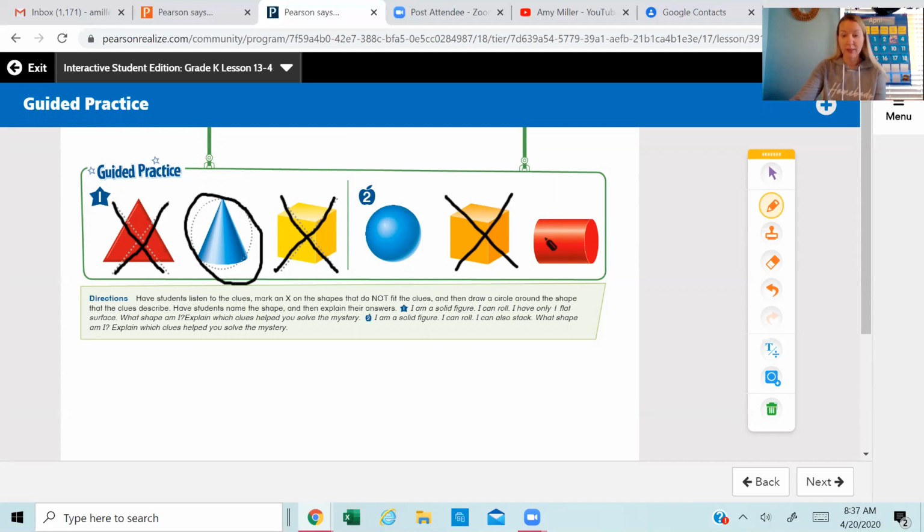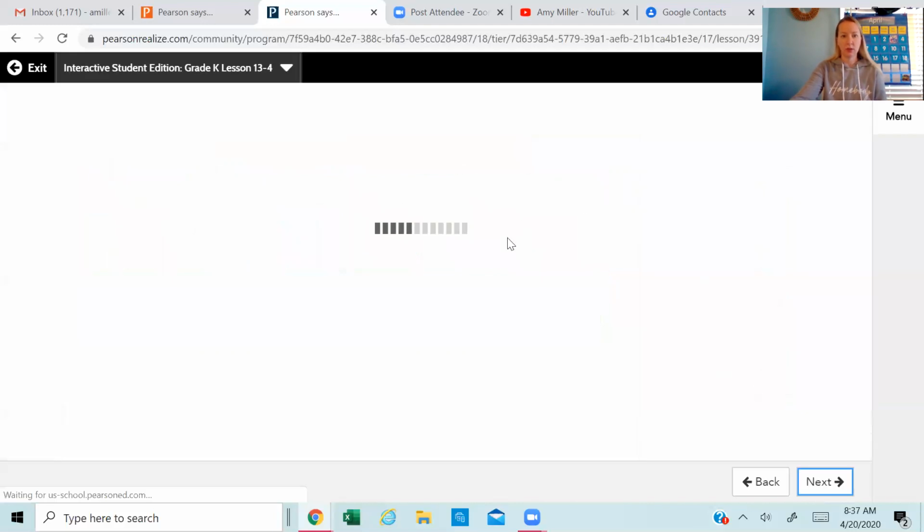The third clue is I can also stack. Can a sphere stack? Does a sphere have a flat surface anywhere? No, it does not. It cannot stack. So we're going to cross that off. So we're left with a cylinder. This cylinder is solid. It can roll and it can stack. So go ahead and circle that cylinder. Good job.